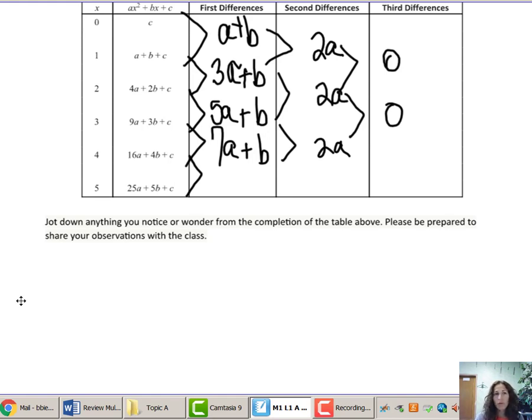So we'll try to generate a pretty big list, or at least as big as we can from this information, of the things that we notice or what we might wonder. Okay, so I'd like you to have at least 2 things you notice and at least 1 thing that you wonder for tomorrow's class.